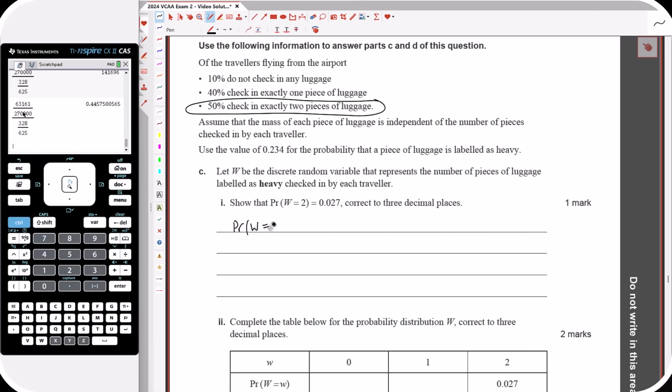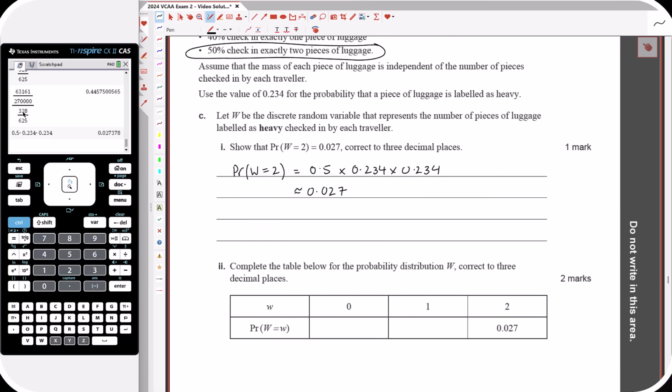So the probability W equals 2 is going to be 50% of people check in two pieces, and then the probability that the first piece is heavy will be 0.234, and the probability the second piece is heavy will also be 0.234. If we do that, we should find that we get approximately 0.027, correct to 3 decimal places.